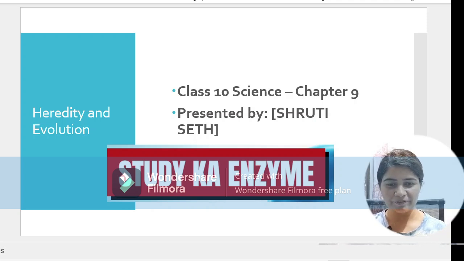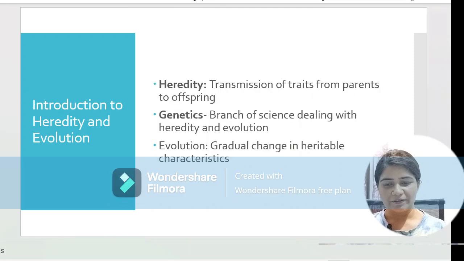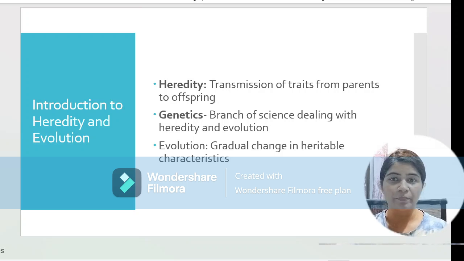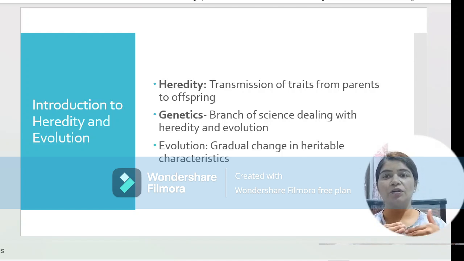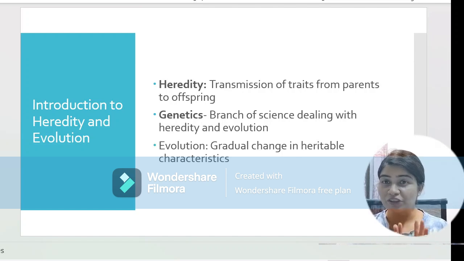Let's begin the chapter. What is heredity and evolution? What is heredity? Heredity means the transmission of traits from one generation to the other generation. When these traits are being passed on, like you might have your nose similar to your mother, you might have your eye color similar to your father. So these are certain traits which we call characteristics. When these characteristics get passed on from one generation to the other, then we call this heredity. And the branch of science which deals with this is called genetics.